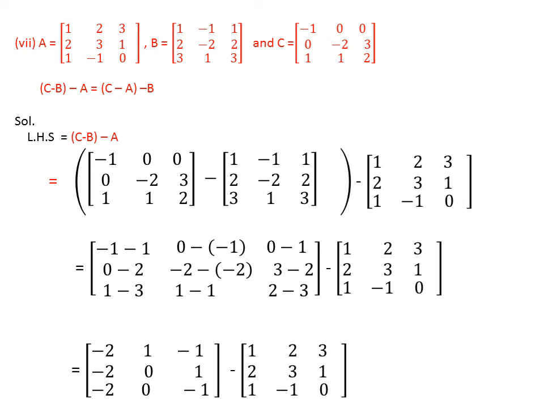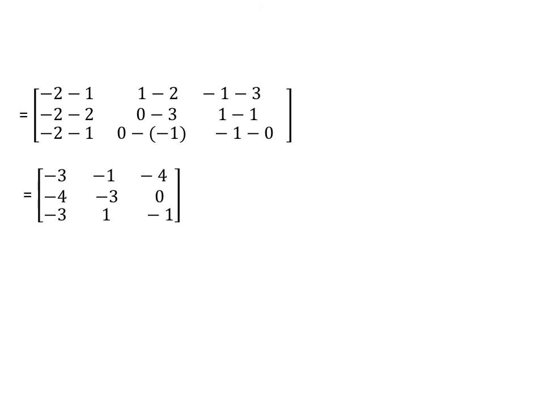Now corresponding elements of both these matrices are subtracted again, which will give us minus 2 minus 1, 1 minus 2, minus 1 minus 3. In the second row we will write minus 2 minus 2, 0 minus 3, 1 minus 1. And in the last row we will write minus 2 minus 1, 0 minus minus 1, minus 1 minus 0. By solving this matrix, we get the required matrix which has the elements minus 3, minus 1, minus 4, minus 4, minus 3, 0, minus 3, 1 and minus 1.